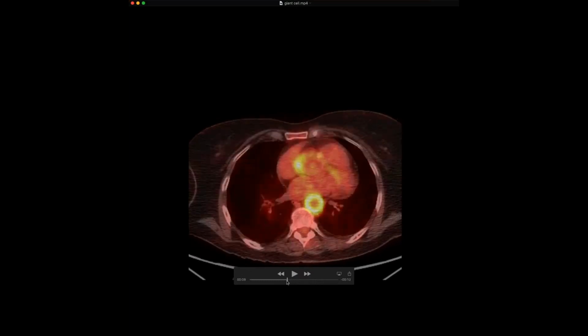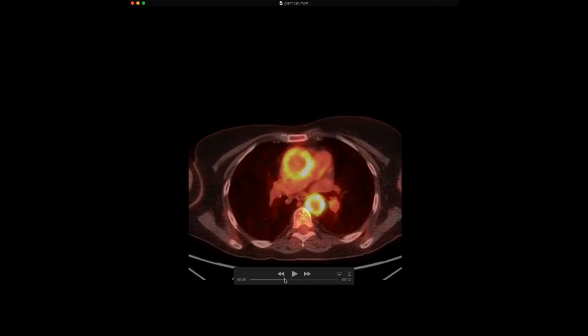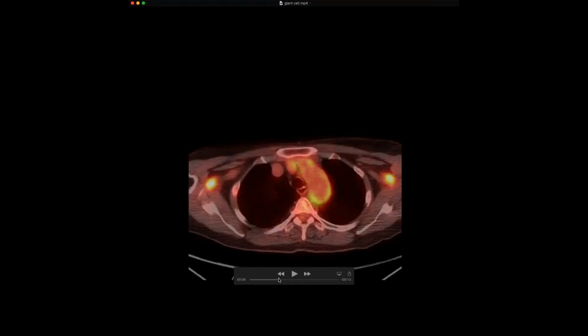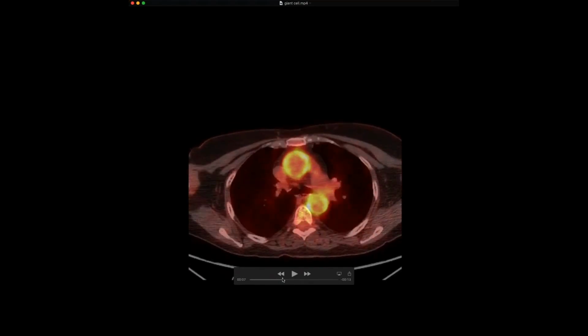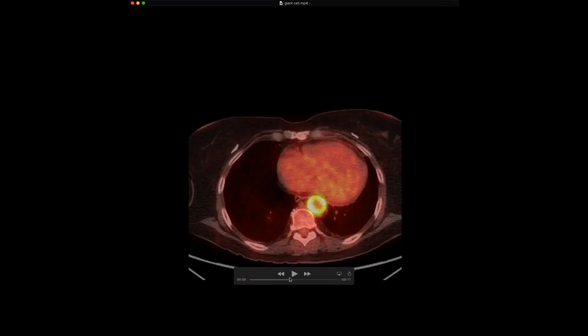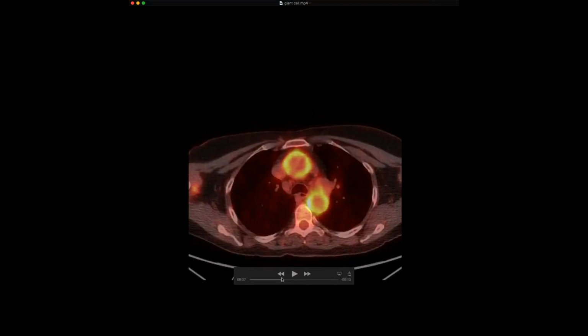So this was thought to be possibly a giant cell arteritis, and the patient just had a temporal artery biopsy, and this is a giant cell arteritis, aortitis. So I just thought that was a dramatic PET uptake here for something that on the CT is really not as dramatic.